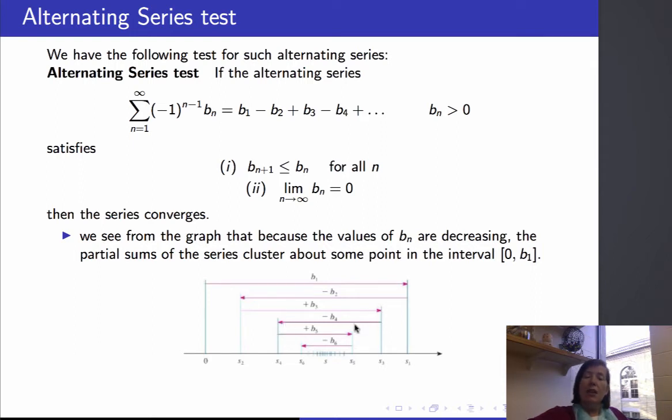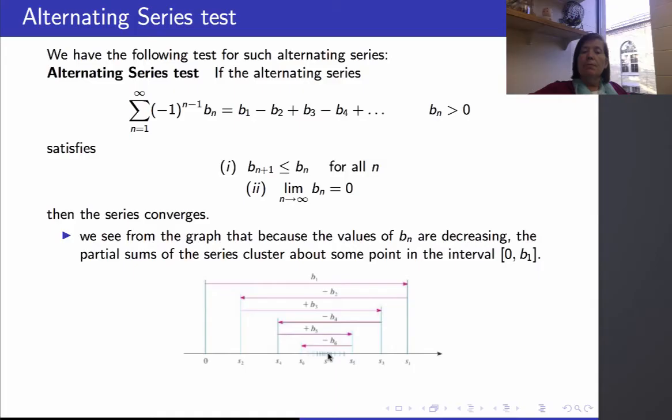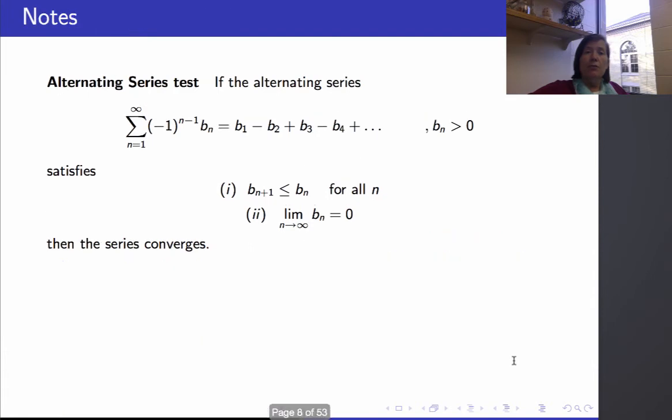Then I consecutively add or subtract terms that are smaller in absolute value, and you can see that the partial sums have to cluster somewhere in this interval between 0 and b1. Because we have infinitely many of them, there must be a limit point, or cluster point, and you can show that it is a unique limit. There's a full proof that there's a unique limit to these partial sums at the end of your notes. Let's say a few things about this test before we apply it.